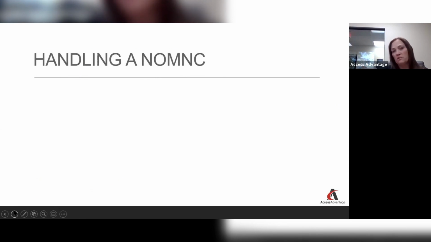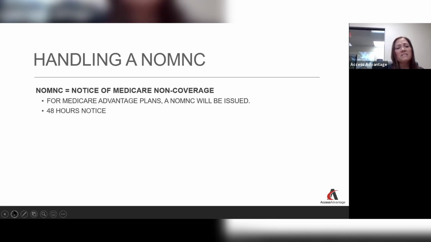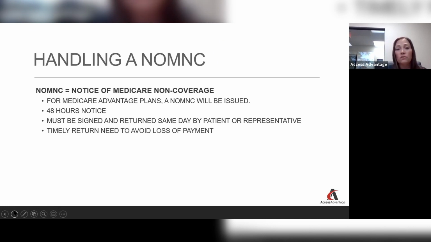So when it's time for the patient to go home, if it's a Medicare Advantage plan, you're going to receive a NOMNC, which is a Notice of Medicare Non-Coverage. This is a 48-hour notice for the patient to return home. It is extremely important that it is signed the same day it's received. Some payers can send it as late as 8 or 9 o'clock at night. They technically can send it up to 11:59 p.m. to have it signed. But it must be signed by the patient, or the representative if the patient is unable to sign. Timely return of this will avoid loss of payment on your end.